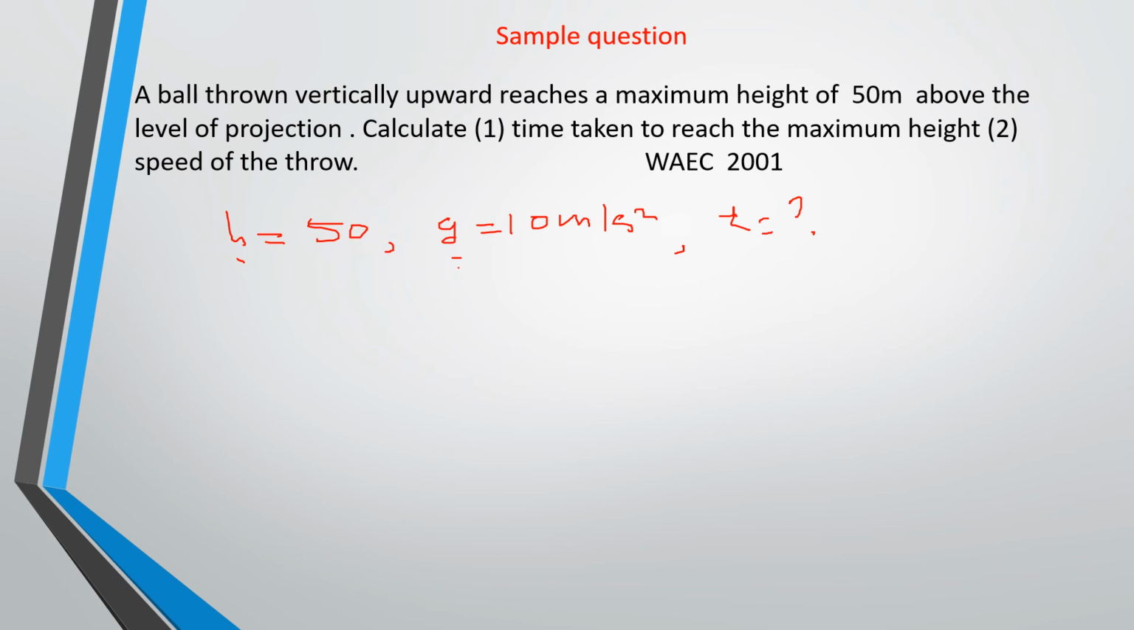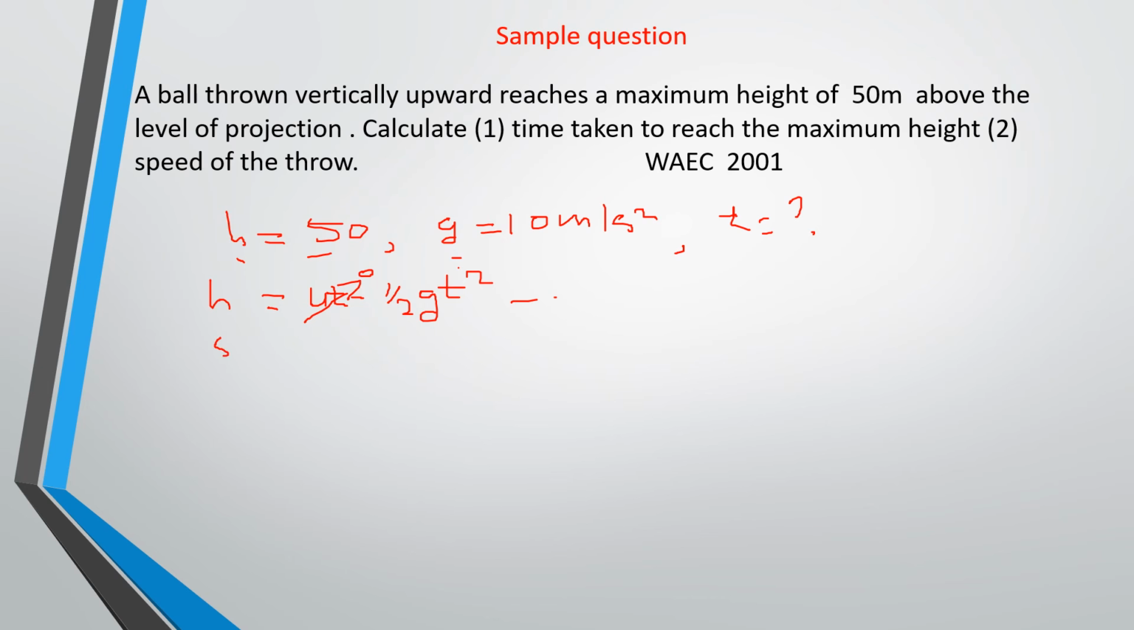And the second equation is h equals ut minus half gt squared. This is the second equation. Now, as I said, at maximum height, u is equal to 0. So, when you substitute all this information into this equation, this term is equal to 0.